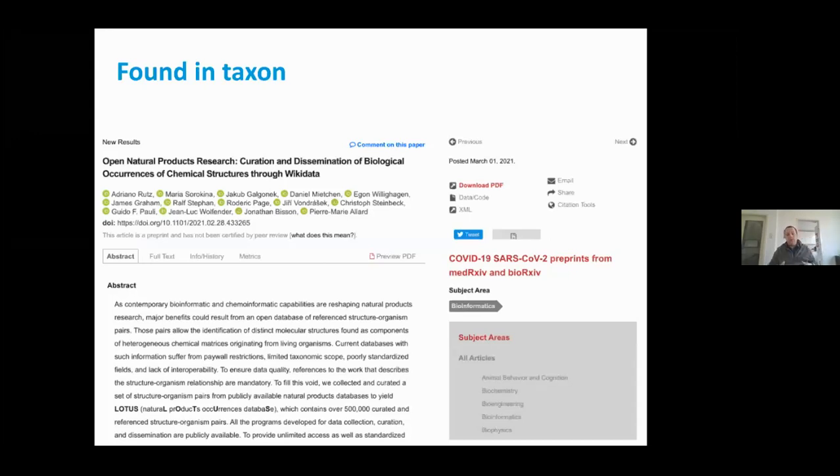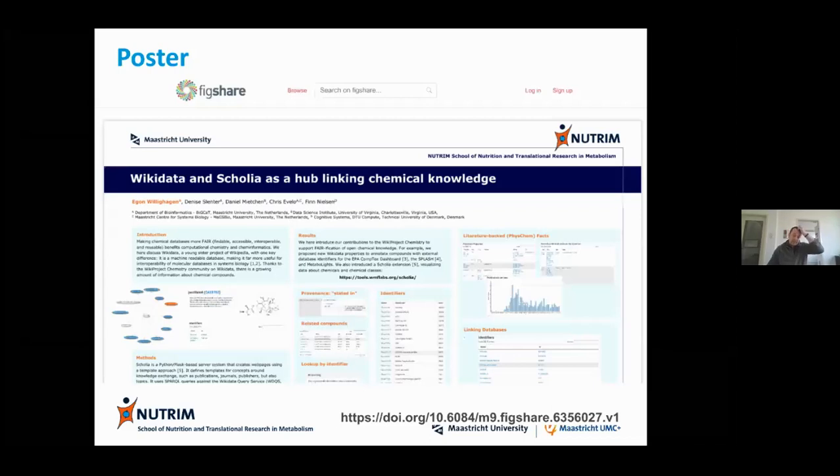This is a collaboration to which I contributed from my Wikidata experience. But Adriano and Maria did the massive amount of work behind this new database that we will see soon online. Here is a poster that says a bit more about Wikidata and Scholia. In the middle, a bit small, you can see identifiers, and a whole list of databases that it links out to.